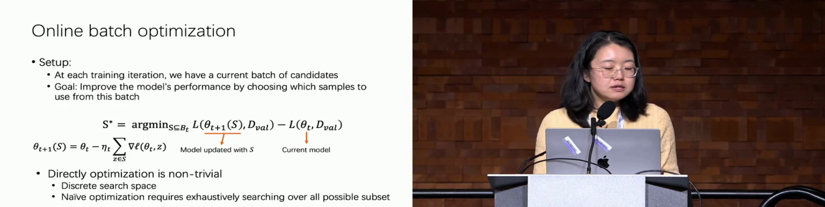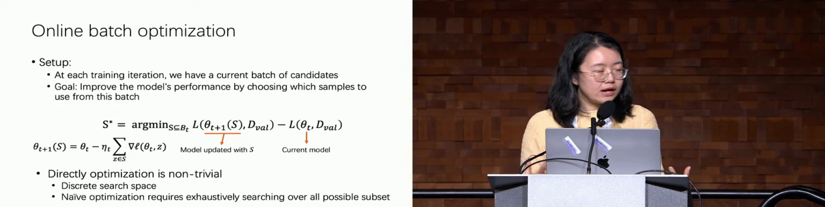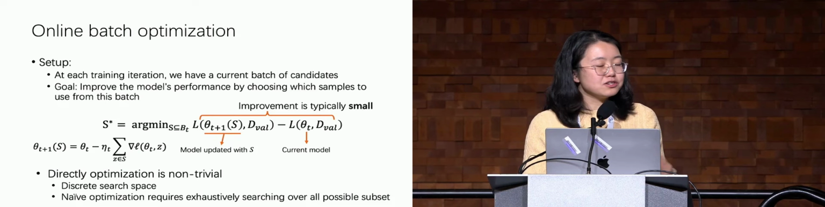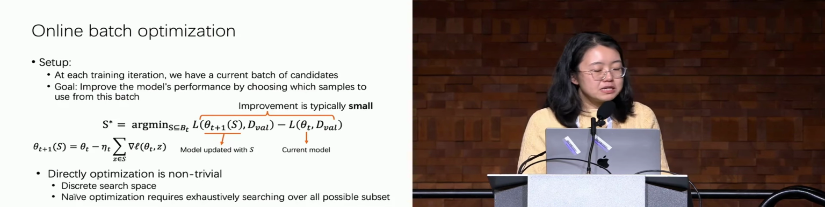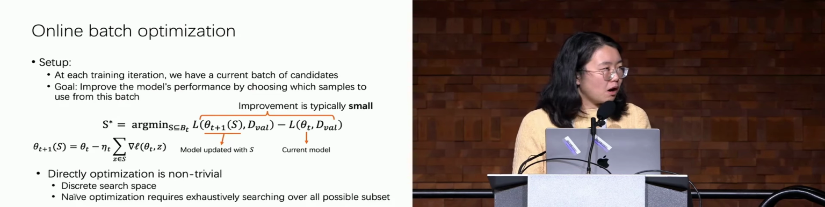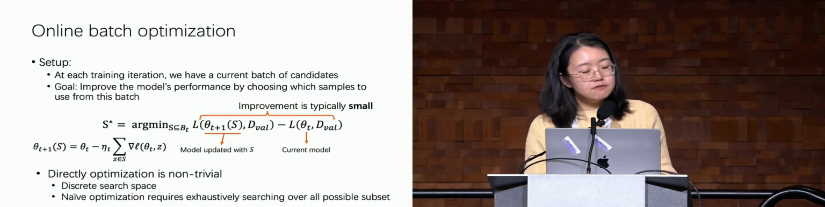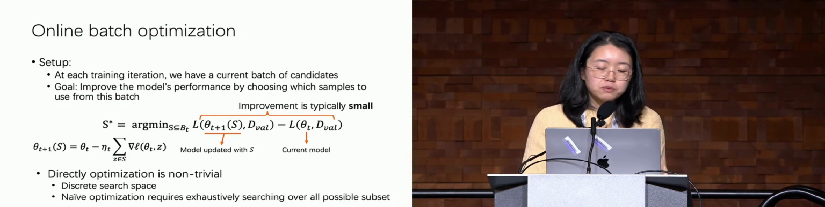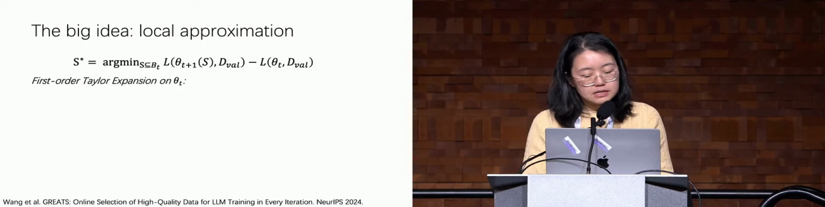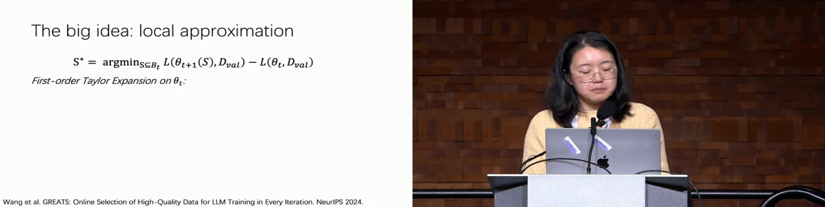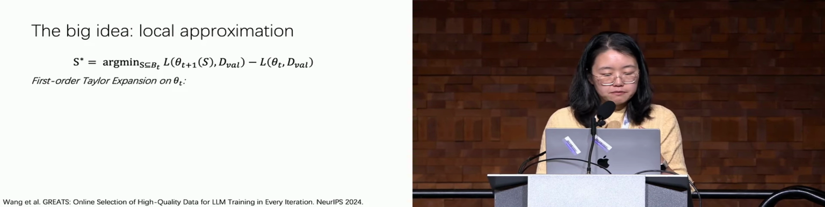So while this seems much more tractable compared with data point selection, because right now our candidate is just a small batch, direct optimization still is non-trivial in that it has a discrete search space. If we just naively optimize this objective, we have to exhaustively search over all possible subsets and see what improvement is achieved by each subset and find the best one. We have to have some idea that can overcome this combinatorial effect.